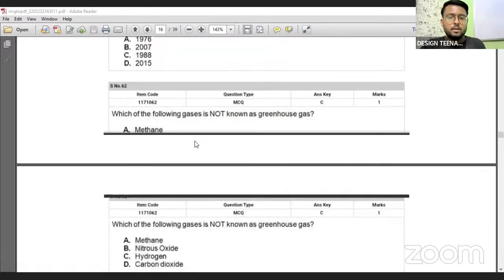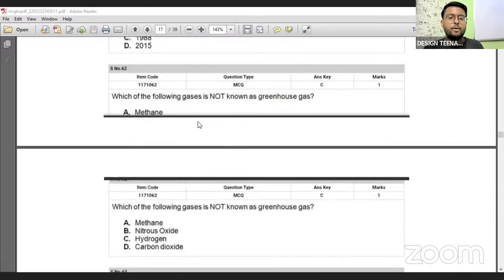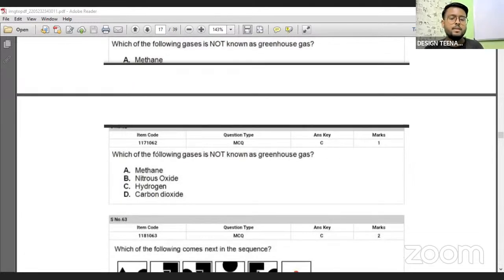Now, for example: which of the following gases is not known as a greenhouse gas? The options are methane, nitrous oxide, hydrogen, carbon dioxide. Methane, we talk about that, like the increasing number of animals, whose excretion releases methane. It causes damage to our environment, so methane definitely is one.